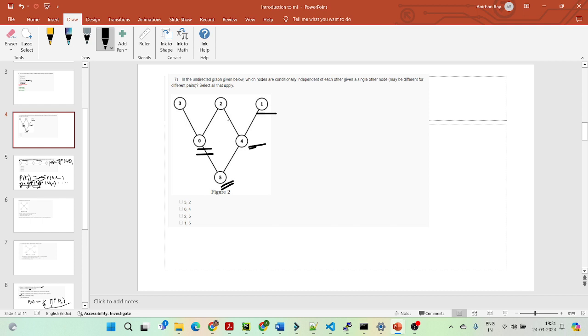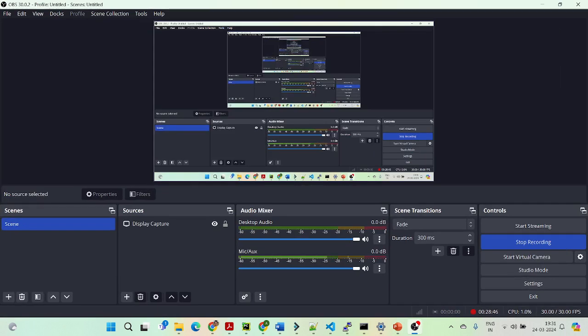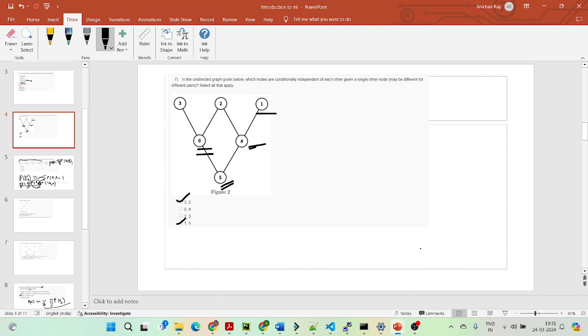Then 2 and 5, as you see, have both nodes 0 and 4 between them, so both have to be known to make them independent. Then 1 and 5: as you can see, only 4 is there, so this is another answer. So the answer is this and this. Any doubt?